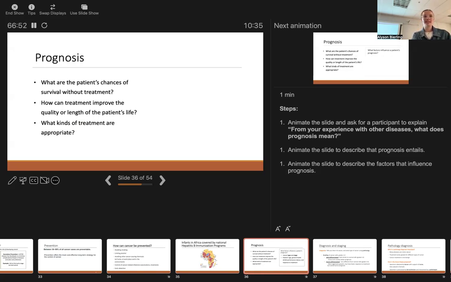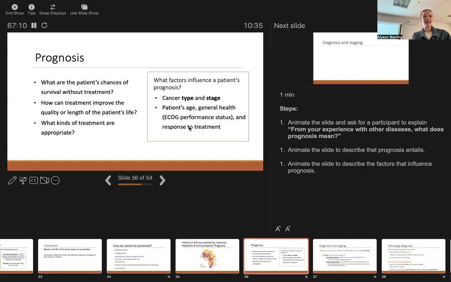This is why prognosis is important, because in order to make the best decision for what treatment is appropriate for patients, we need to understand their prognosis. The factors that influence a patient's prognosis are the cancer type and the stage. The prognosis is different depending on the type of cancer. Some cancers are a lot more treatable, and survival is a lot better for certain cancers compared to others.